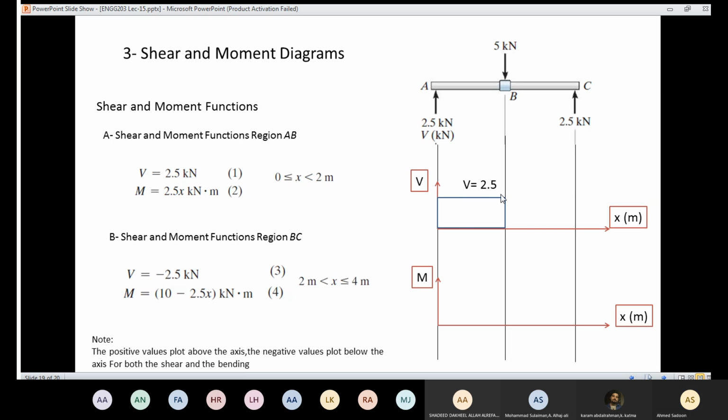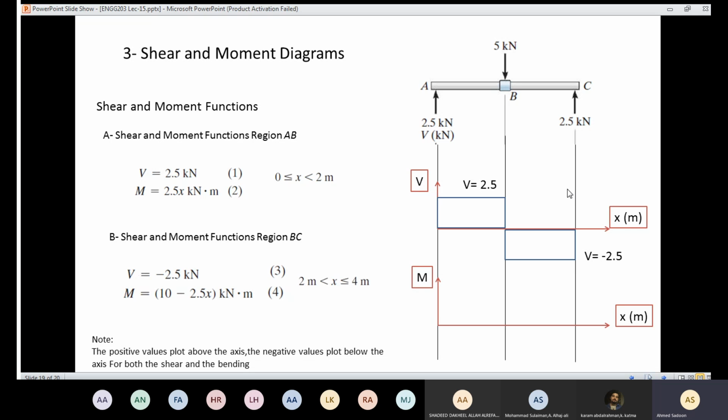Then for the region between B and C, I'm going to use that equation here, because we said that in that part BC, I'm going to use the equation from here. And the value of the shear, again, is constant, but it's negative. That means the shear from here to here has a constant value, but it's negative. Since it's negative, it's going to be drawn down here. So the shear here is minus 2.5. Now I'm done with the shear force diagram.